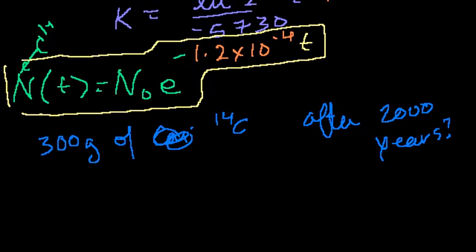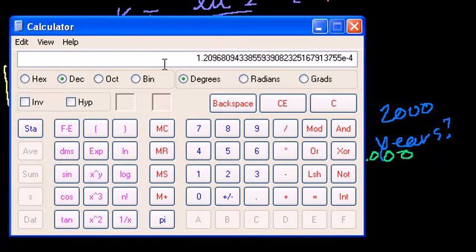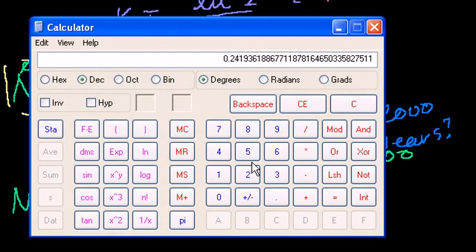Well, I just plug into the formula. N of 2,000 is equal to the amount that I started off with, 300 grams, times e to the minus 1.2 times 10 to the minus 4 times t, which is 2,000. So what is that? I already have that 1.2 times 10 to the minus 4 there, times 2,000 equals, and of course there's a negative out there, so let me put the negative number out there.